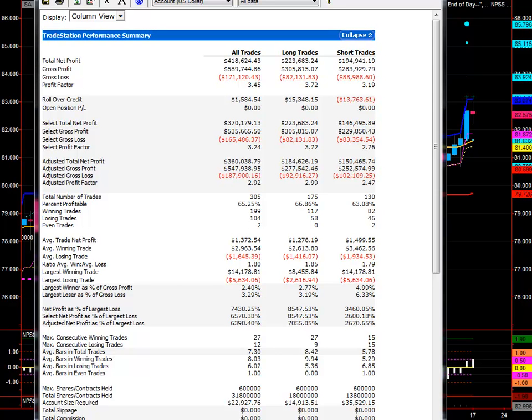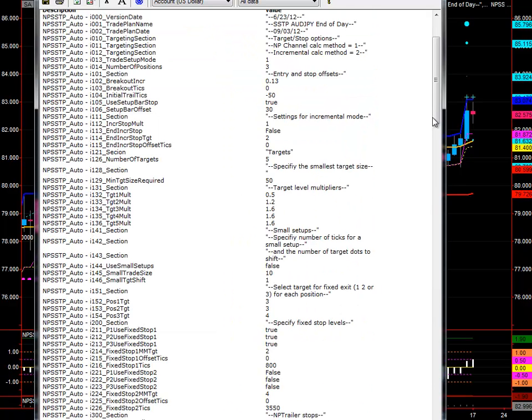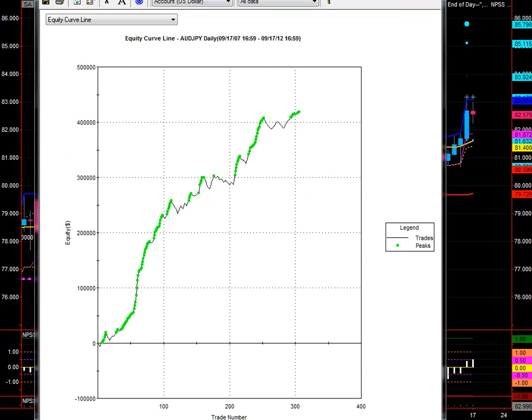In the last video, we looked inside of the settings. We learned how to create the best entry using the incremental breakout and using the initial trailing tick setting where to put our initial stop. We learned how to turn the setup bar stop on or off, and then how to test for the best levels. We learned how to test for different target levels. We learned how to pull up an equity curve.